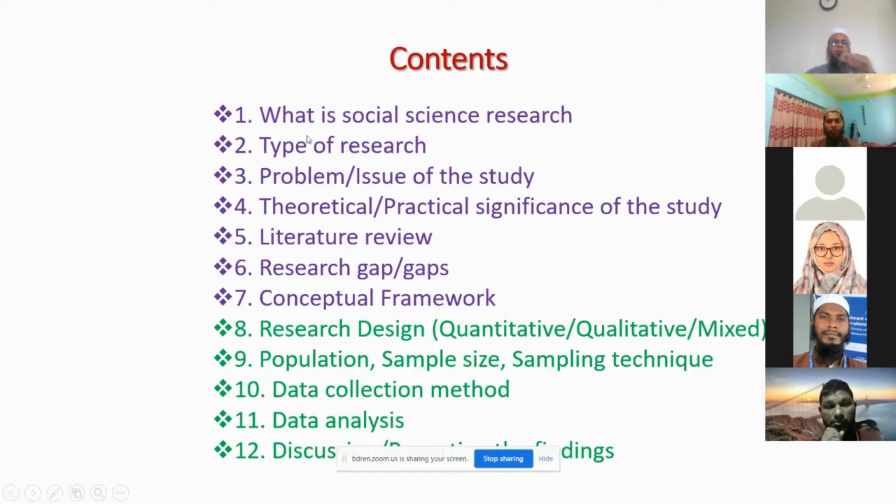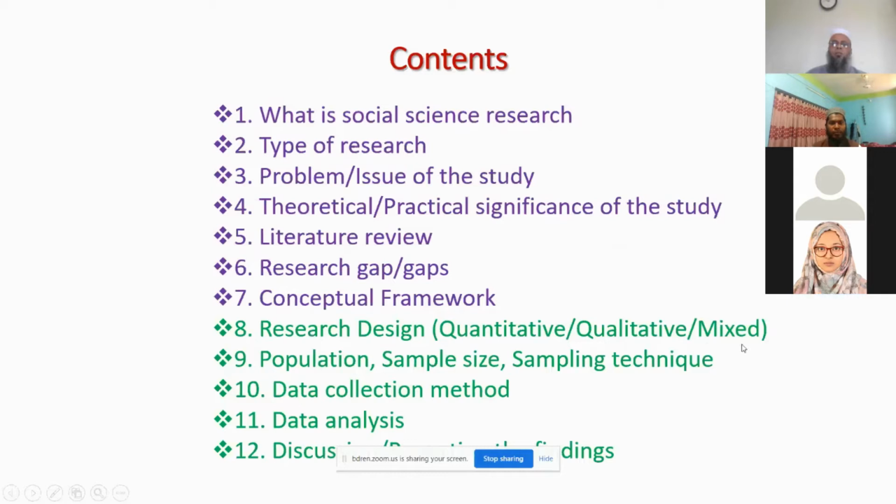Now I shall explain what is social science research, type of research, problem or issue of the study, theoretical or practical significance of the study, literature review, research gaps and conceptual framework. The rest I shall discuss in the evening: research design, quantitative, qualitative or mixed method design, population, sample size, sampling technique, data collection method, data analysis, and discussion and reporting of the findings. Though it is very vast, hopefully you will get the essence of the research from this.